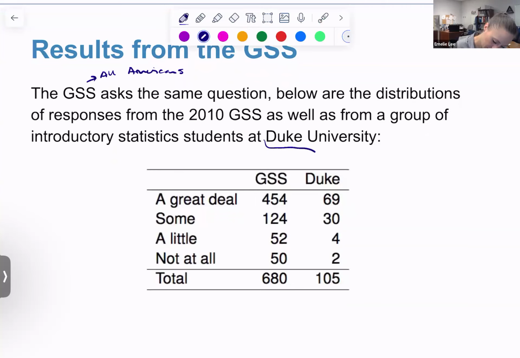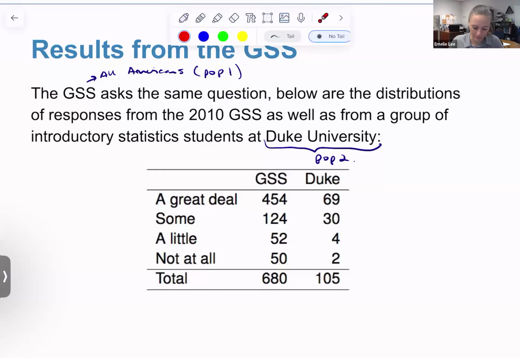And so here, right, this is population 1, and this is population 2. So we have survey information, okay? This is all Americans, GSS, and the subset of Duke University students, and we're interested in whether there's a difference in the proportions. Specifically, and it's not obvious from this blurb, but specifically, we want to compare these proportions. Okay. And so the proportion of Americans who feel that it would bother them a great deal versus the proportion of Duke students who feel that it would bother them a great deal.